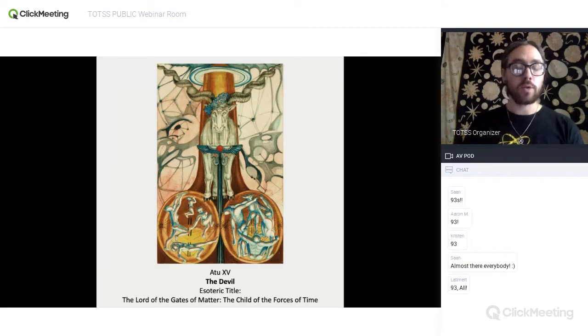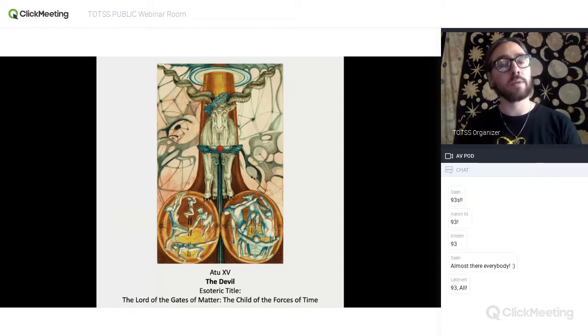But this is Crowley's devil card here, and despite Baphomet being a very important symbol for Crowley, he doesn't include it. Crowley even adopts the name Baphomet for one of his offices in the OTO. So Baphomet is very important to Crowley, but he doesn't include the Baphomet image in his version of the devil card.